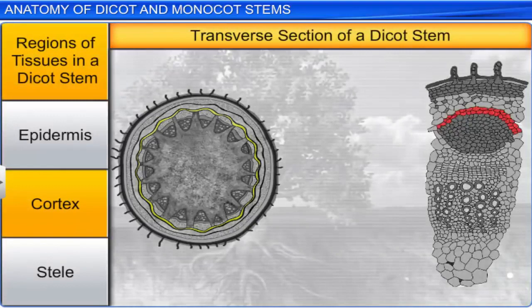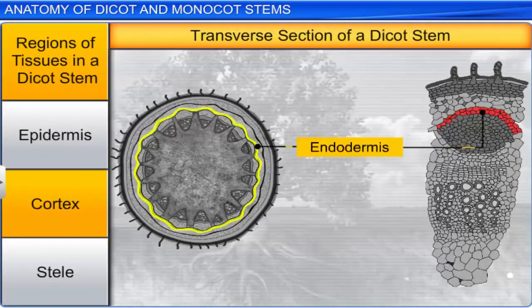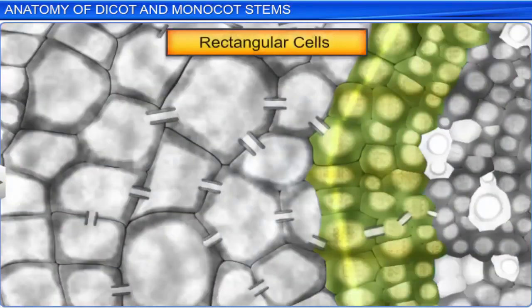The third or the innermost zone of the cortex is known as the endodermis. It is a single layer of tightly packed rectangular cells which are rich in starch grains. Therefore, this layer is also known as the starch sheath.